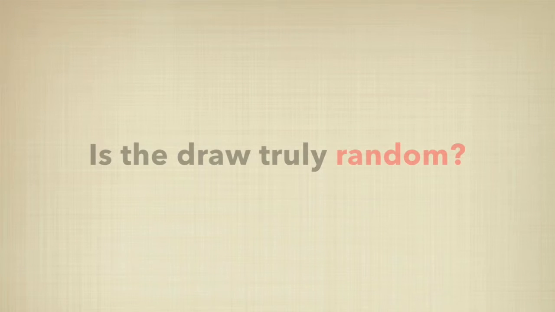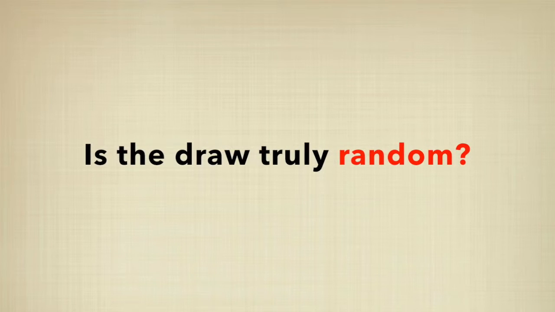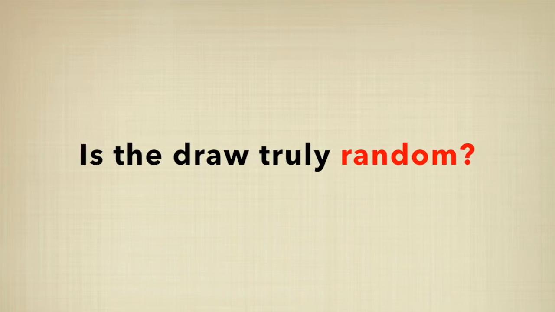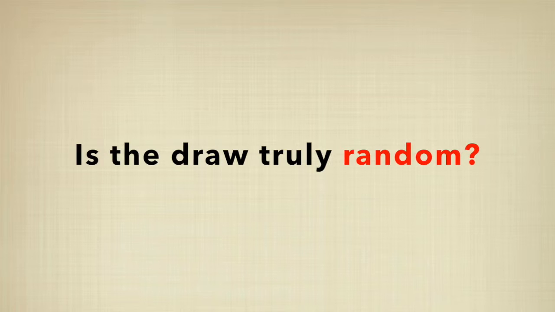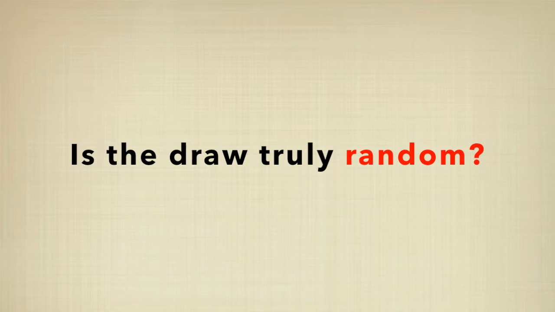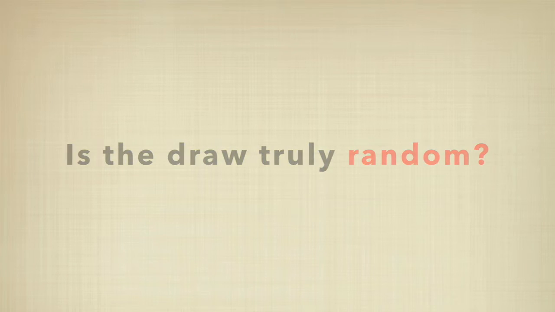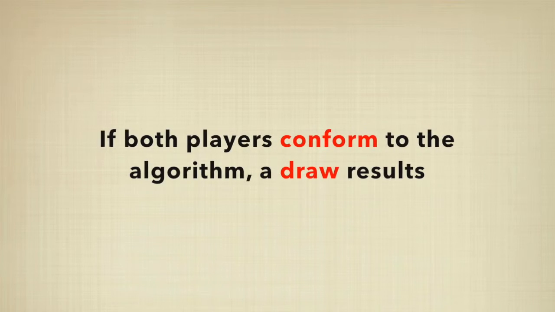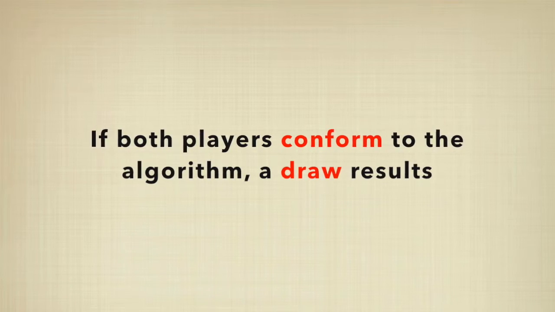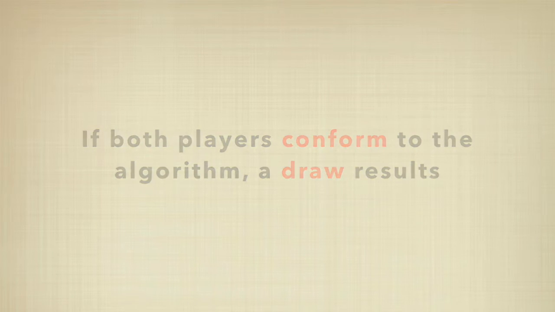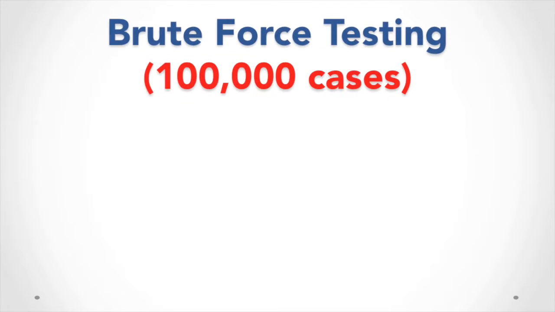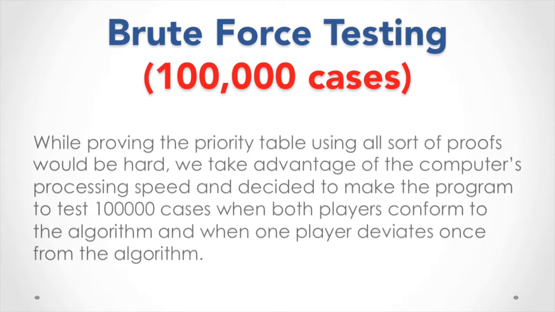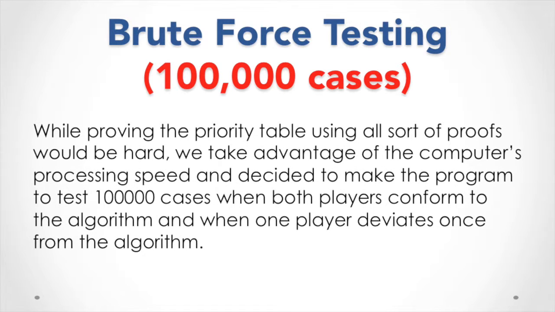If you recall at the start, I posed a question: is the occurrence of a draw truly random? Well, the answer to this is the algorithm, which can be used as a possible justification for the draw case you witnessed in the beginning. We propose that a draw case will result if both players conform to the algorithm. To prove this, we will showcase a computer program that simulates such a scenario.